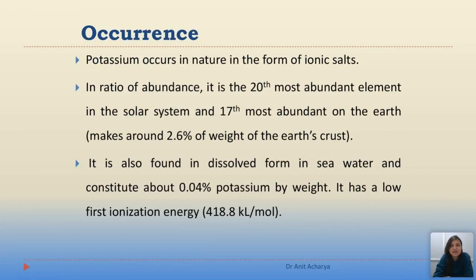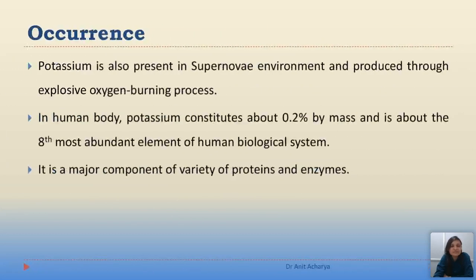Fine. Now the occurrence of Kali. As you all know, potassium is present in the form of ionic salts. It is very reactive and it easily reduces. It is the 20th most abundant element, and 17th on earth. So quickly we'll just go through this for your knowledge. How its occurrence is, just a brush up.